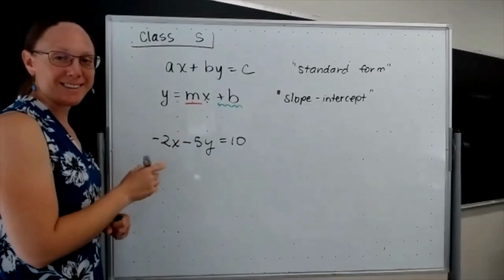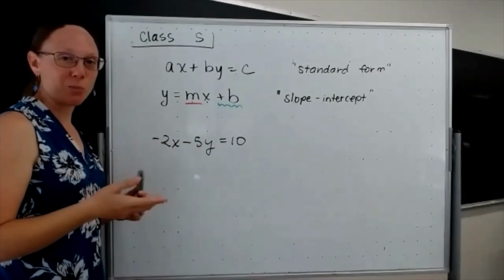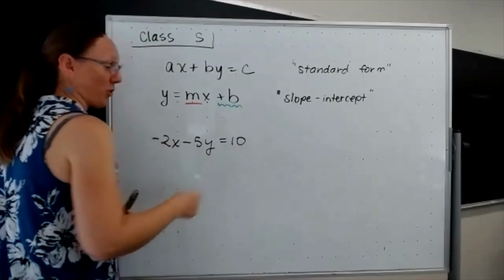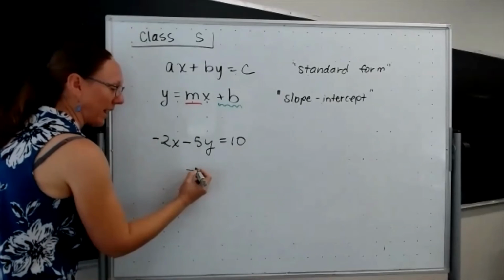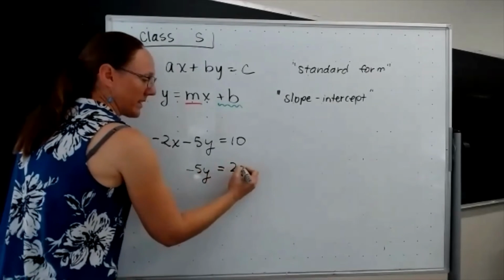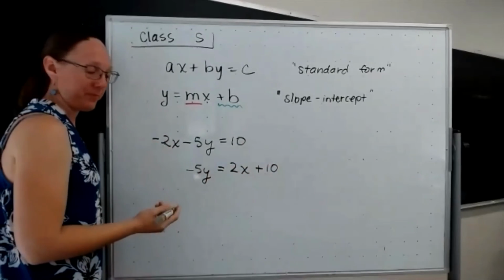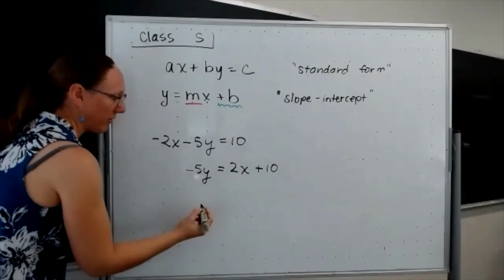If I want to get this into our kind of y equals mx plus b slope-intercept form, I'm going to start by moving my x's to the right-hand side. So I'm going to add 2x to both sides, which would give me -5y is equal to 2x plus 10. Now I'm going to divide both sides by that -5.